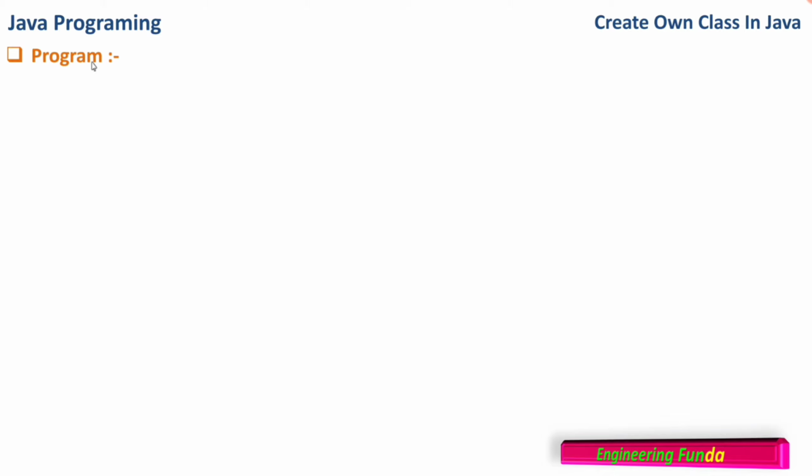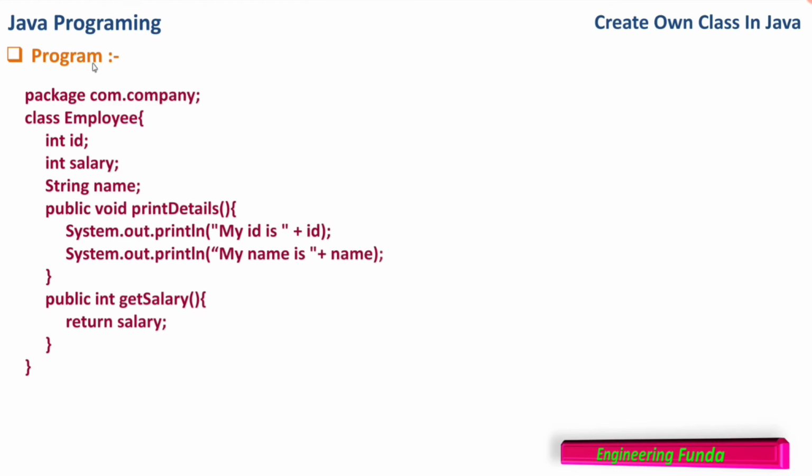So here is a detailed program. You have this class Employee, which is in the package com.company. Then you have three member variables: integer id, integer salary, and string name. Then there are these methods: public void printDetails and public int getSalary.